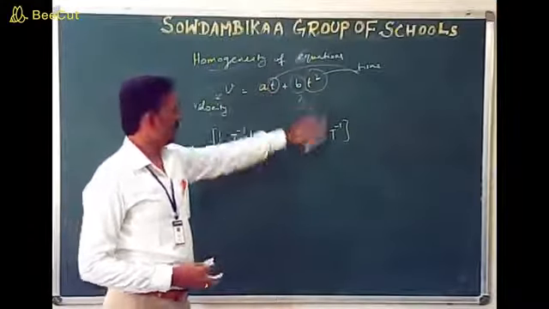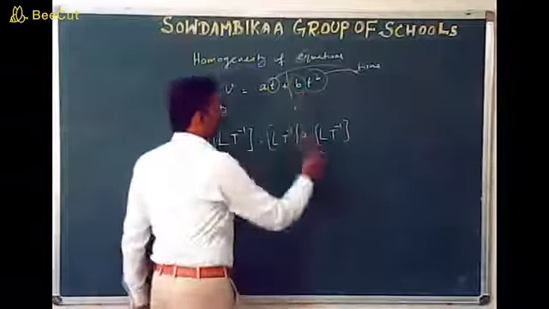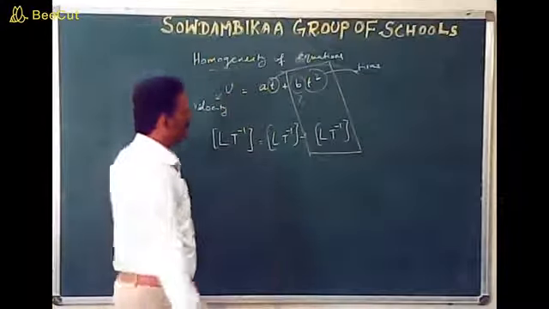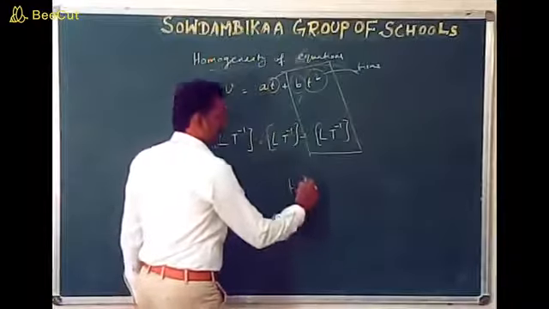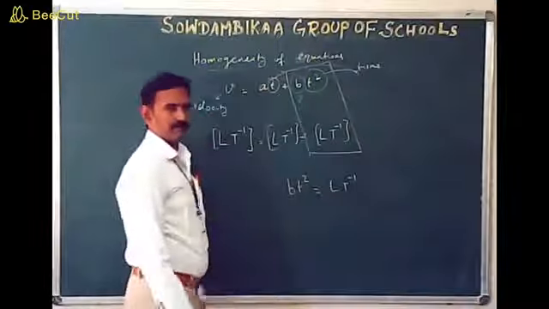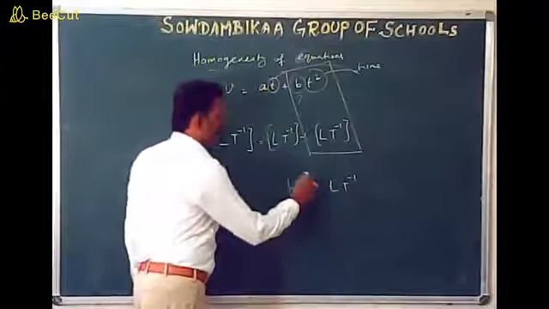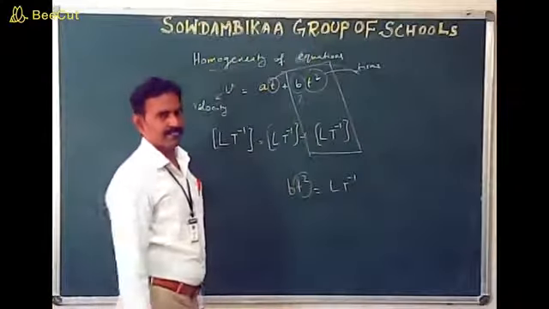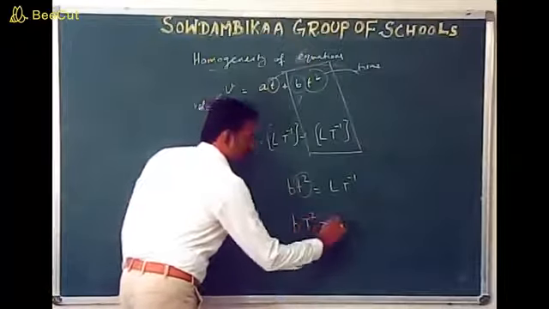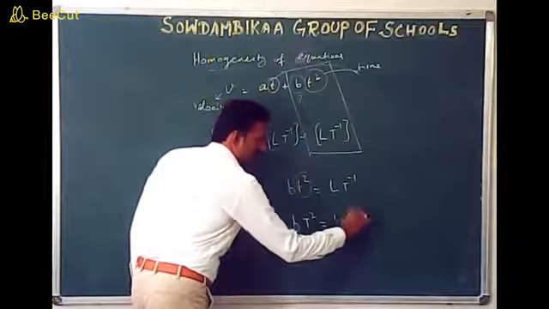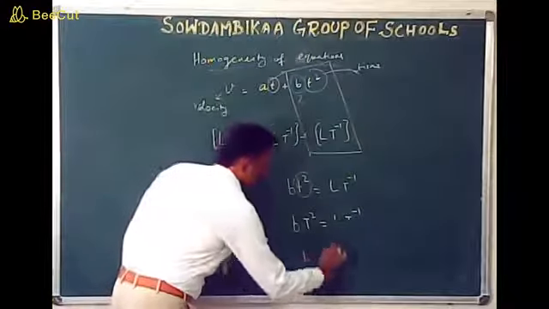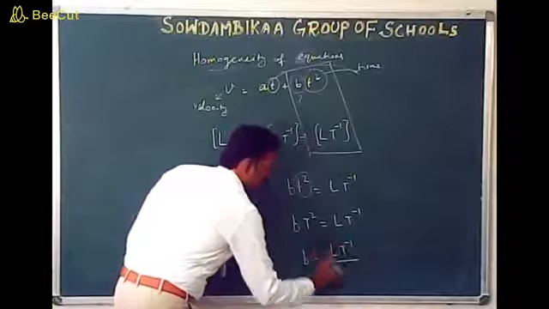Now we are going to equate these two terms. B T square is equal to LT inverse. What is the dimensional formula for time? It is a capital T. So B into T square is equal to L T power minus 1. Then B is equal to LT inverse divided by T square.